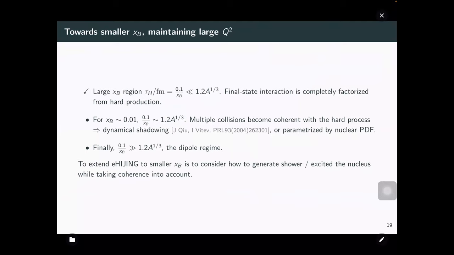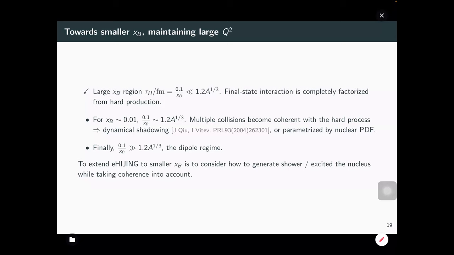so to summarize, right now the eHIJING focuses on this final state interaction limit, which we define by large Q square and large x, which is greater than 0.1 divided by A to the 1/3. In this case, final state interactions are completely factorized from the hard productions. The next step is we want to go to smaller x, slightly smaller x while still maintaining large Q square. In this case, some of the multiple collisions may become coherent with the hard processes and will actually start to change the probability for your hard process to happen, which is called dynamical shadowing.